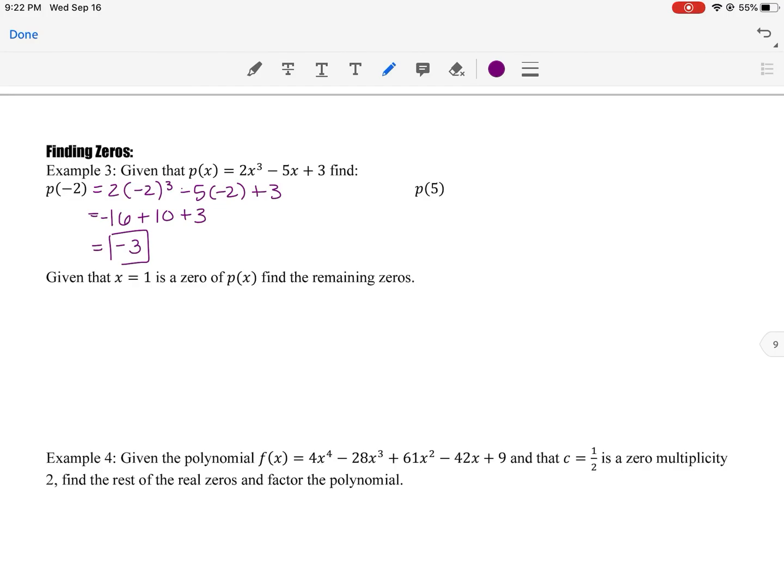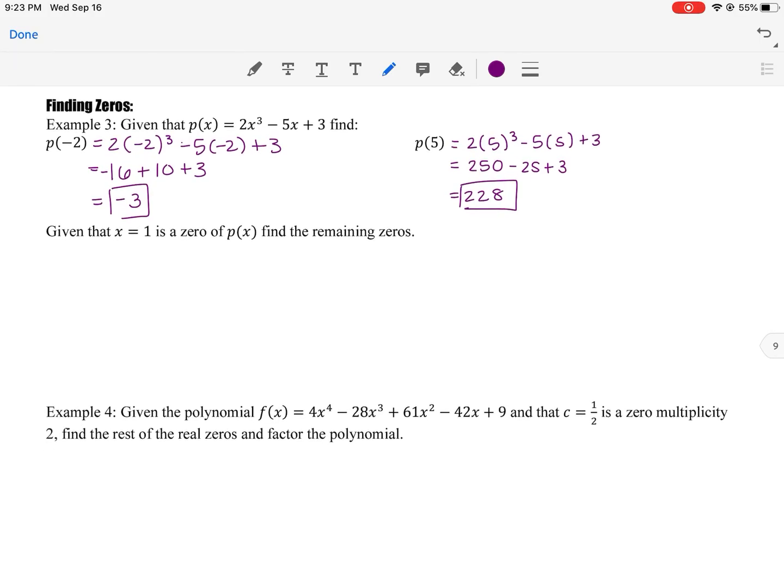I don't even need to do synthetic division if all I'm asking for is the remainder. Same thing here. If you plug in 5, so 2 times 5 cubed minus 5 times 5 plus 3. 5 cubed, I believe, is 125, times 2 is 250, minus 25 plus 3 does give us 228.